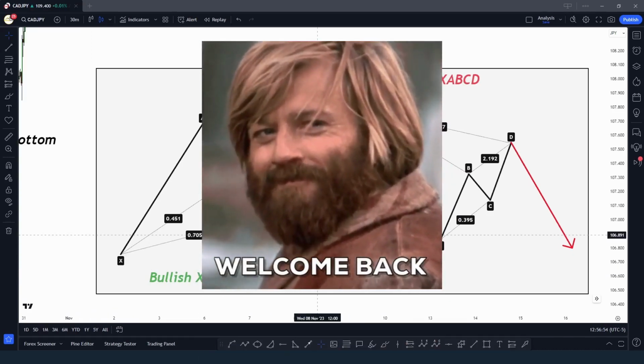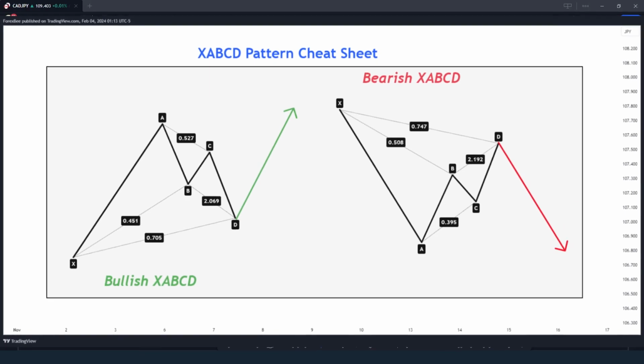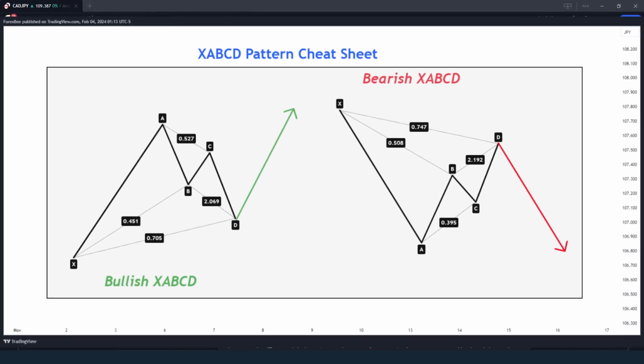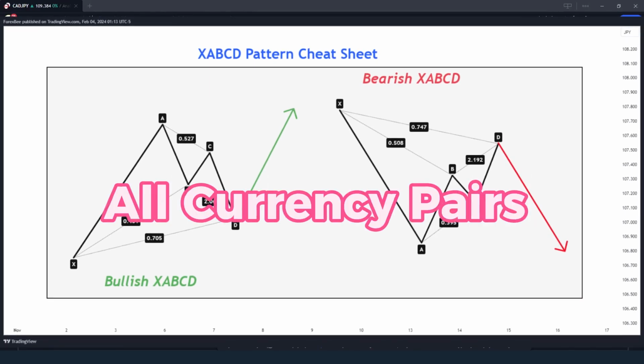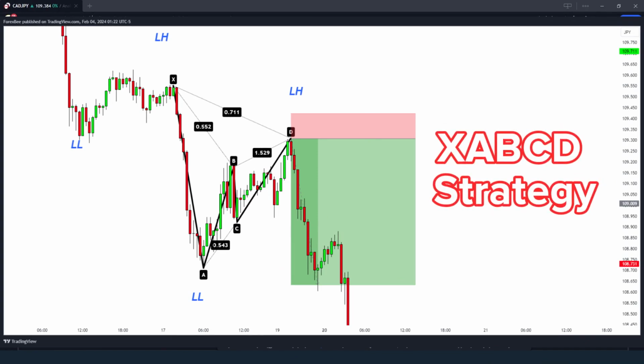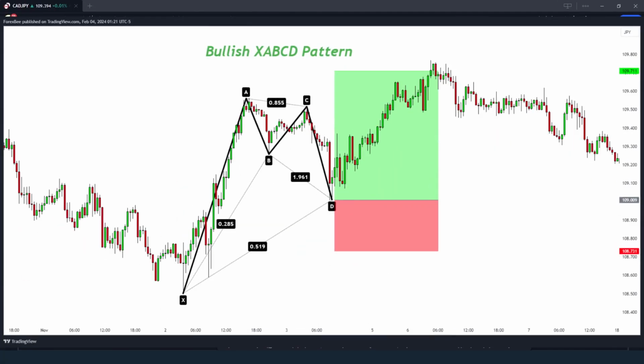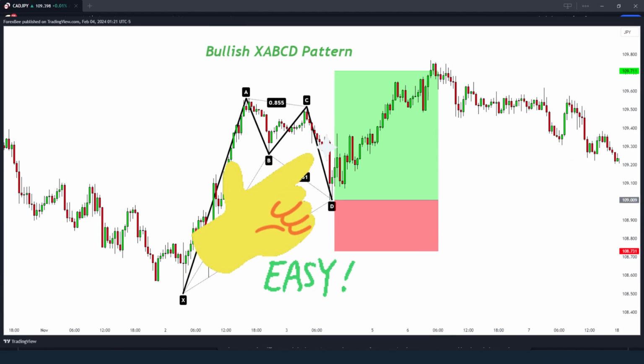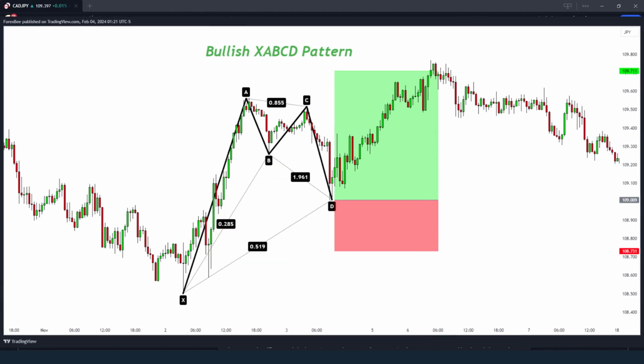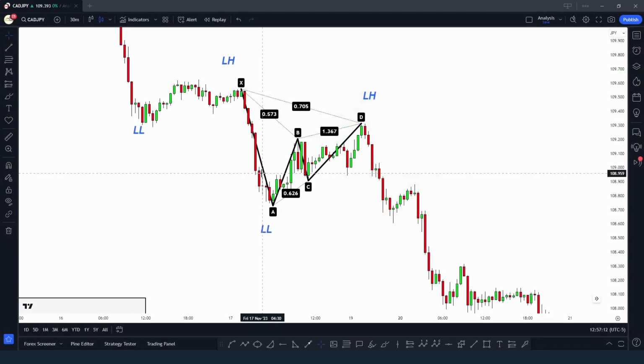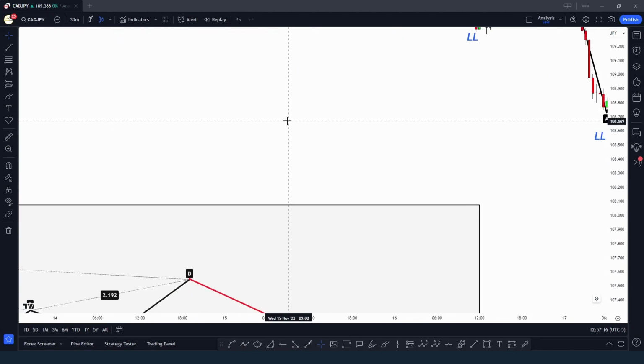In this video, we're going to talk about a trading strategy that works very effectively across all currency pairs. So if you are looking for a trading strategy that is really easy and simple to follow, but has a very good win rate, then this video is going to be for you. So make sure to watch around till the end. And now, without any further ado, let's get started.